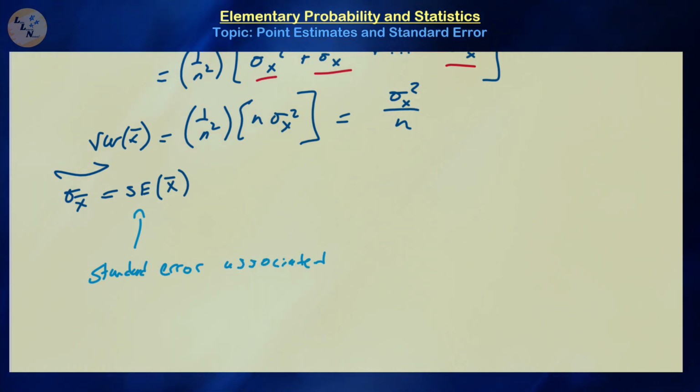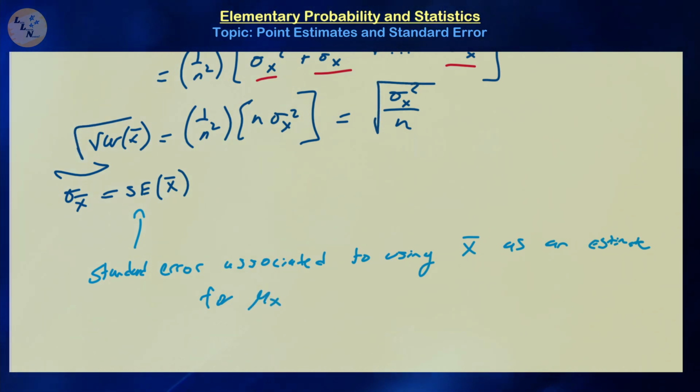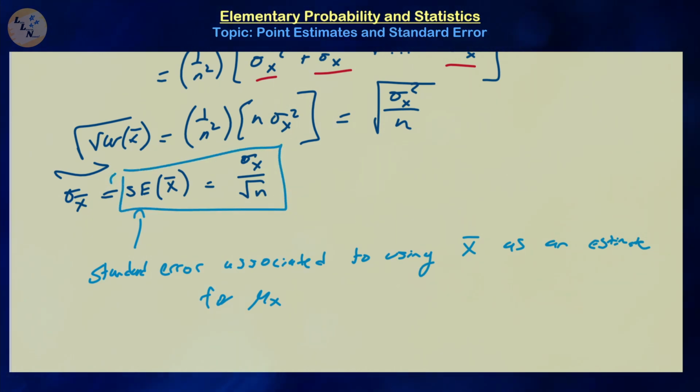associated to using x bar as an estimate for mu x, is going to be equal to the square root of that term, which is going to be the standard deviation of x divided by the square root of n. Right? So is x bar an unbiased estimate for mu? Yes. And the standard error associated to using that particular estimate for this parameter mu is going to be given by the standard deviation of the population you're drawing from divided by the square root of the sample size for these samples that you're drawing from.